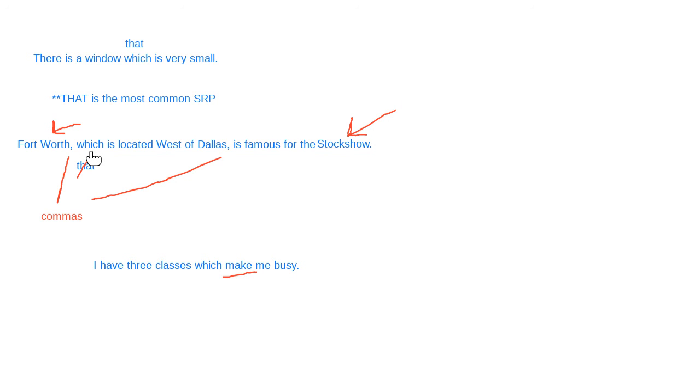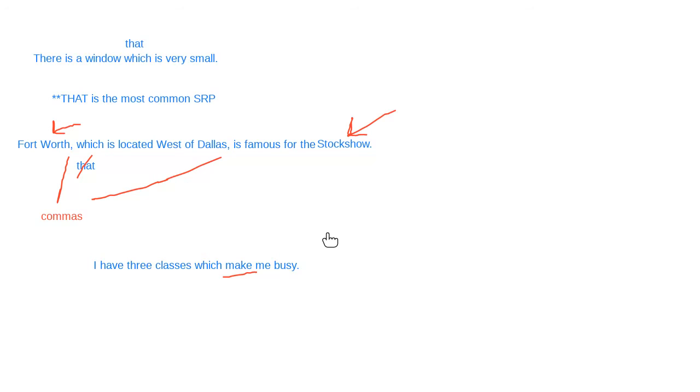So we would say Fort Worth, which is located west of Dallas, is famous for the stock show. We cannot say Fort Worth, that is located west of Dallas, is famous for the stock show. We've got to use which. Okay, so that's just a little extra bonus. No charge for that teaching. That was free today.